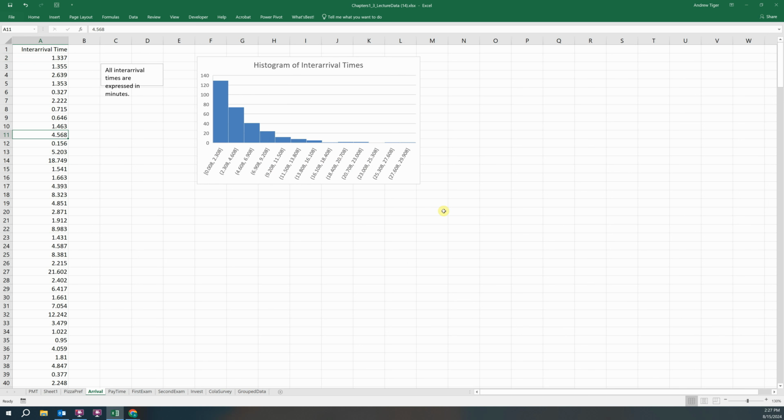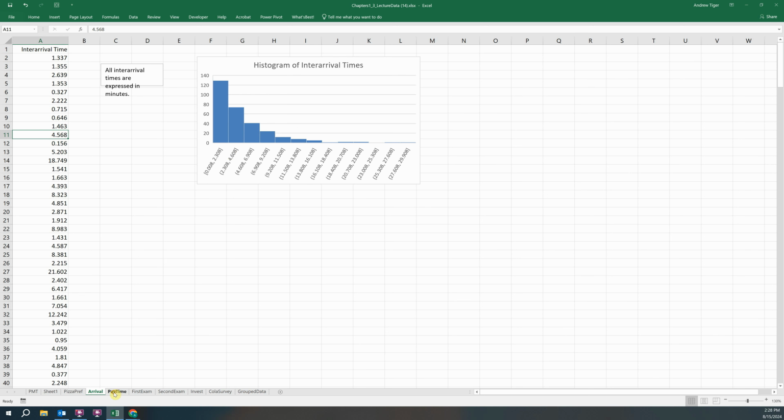So what you see, the story the picture tells you, is that most of the inter-arrival times are between 0.008 minutes and 2.3. That's what happens most often. And then 2.308 to 4.6 happens next most often. The picture can change. The picture is the picture.